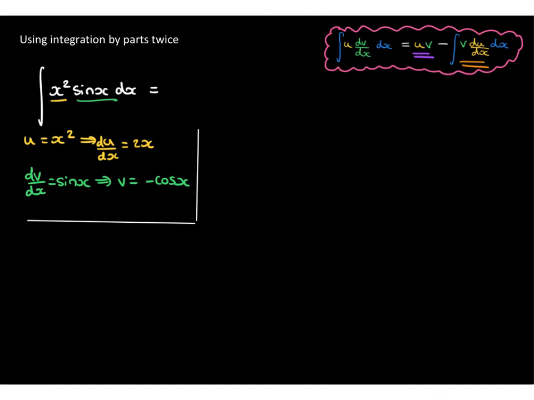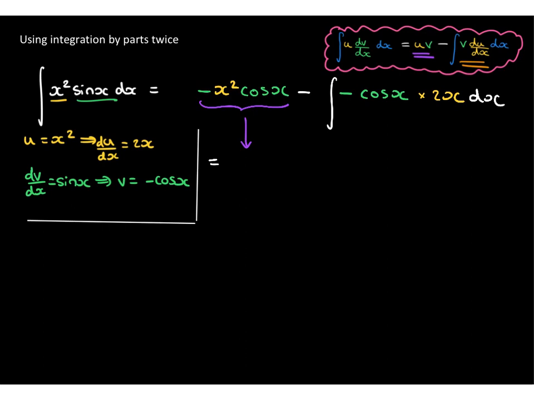So first round of integration by parts, we have u multiplied by v, so that's x squared multiplied by negative cos x minus the integral of v, which is negative cos x multiplied by du by dx, which is 2x with respect to x. Now, the first thing I would do here is make sure we pull this part down into the next round, so negative x squared cos x.